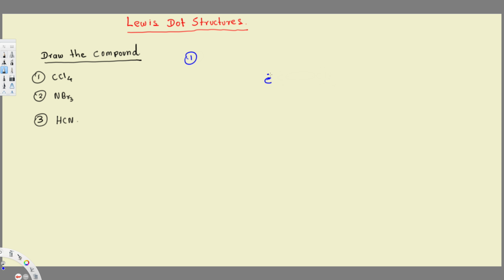So here, 1, 2, 3, 4. Now what's going to happen is they try to form a stable octet. To form that, they have to have 8 electrons, but carbon only has 4 electrons. So they will share electrons with each other.